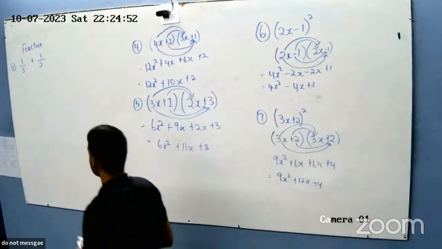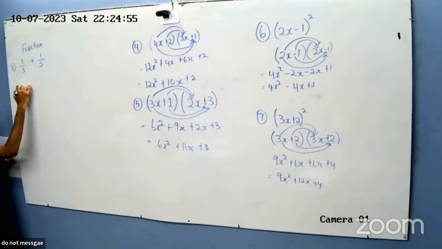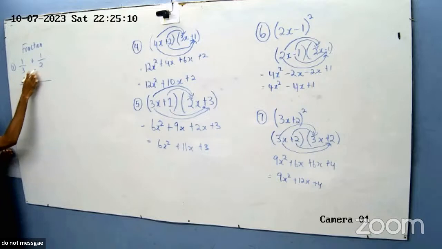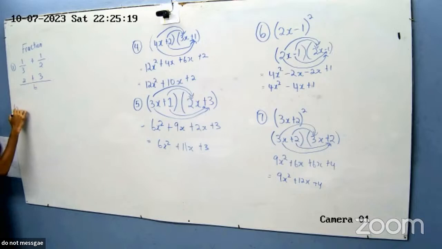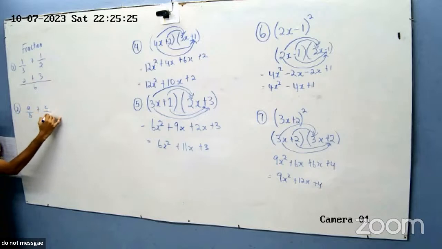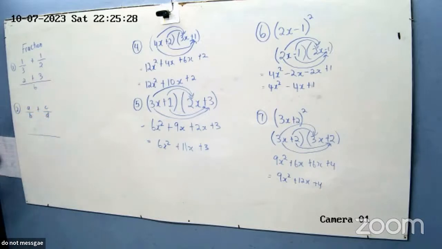Right. So you found the LCM, right? To find the LCM, you just multiply these two numbers, right? Yes, 6, 2 and 3. So now if I put it like this, A, B, C, D, what will be the LCM? BD, right? So you're basically multiplying these two here.